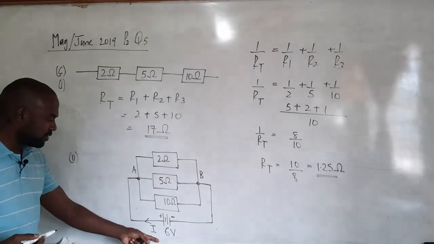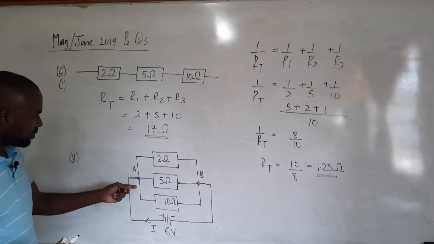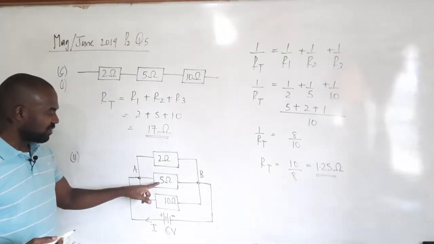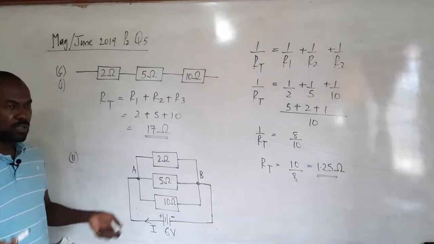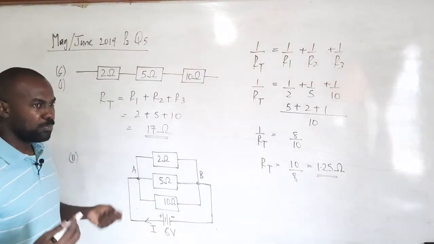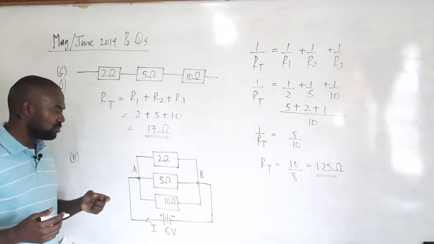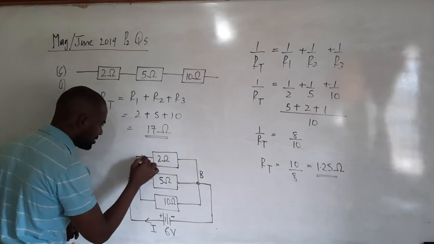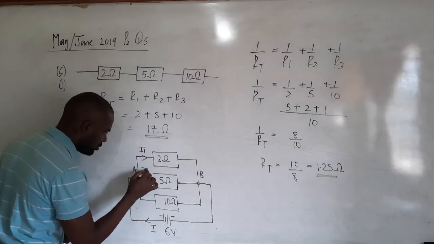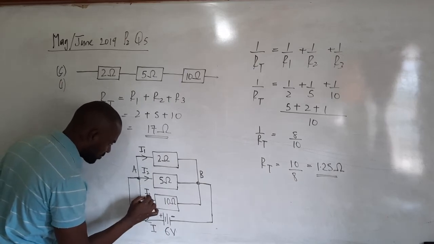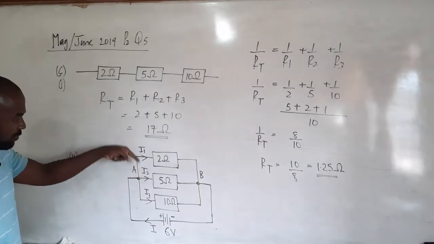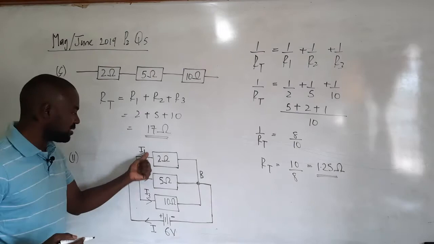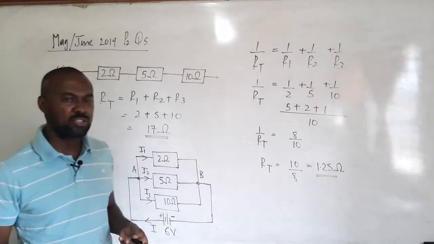So this battery is driving a current I, which comes to junction A. At this junction, the current sees multiple paths: a path to the 2 ohm resistor, the 5 ohm resistor, and the 10 ohm resistor. The current will actually split, and a portion of it will flow through the 2 ohm, another portion through the 5 ohm, and another portion through the 10 ohm. We can call these I1, I2, and I3. The sum of these individual branch currents adds up to give the total current. We're not required to calculate these individual currents, but we can speak about their relative magnitudes, right?